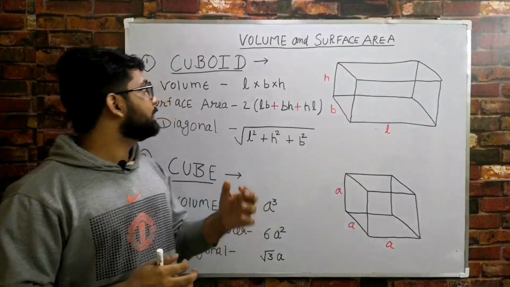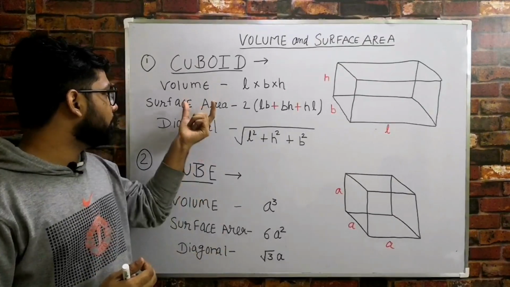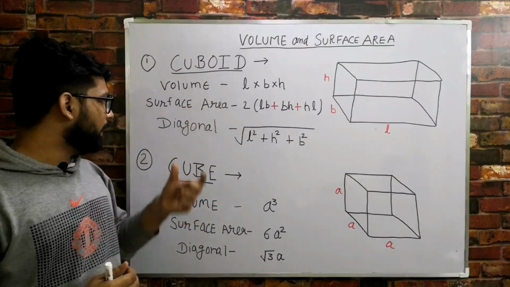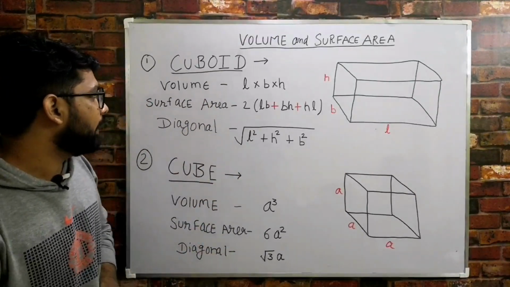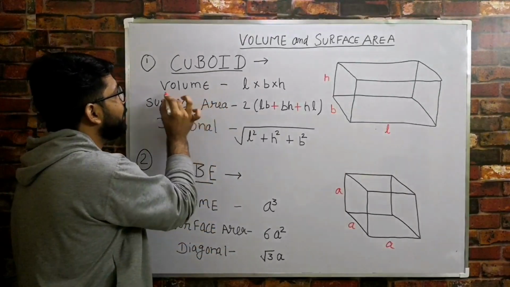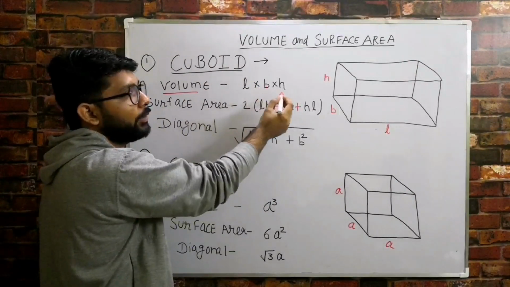So now we will discuss the cuboid and the cube. We will discuss the formula for how we can find the volume, how we can find the area, and how we can find the diagonal of both the cuboid and cube. So let's understand. First of all, we will find the volume. The volume of the cuboid is equal to length into breadth into height.